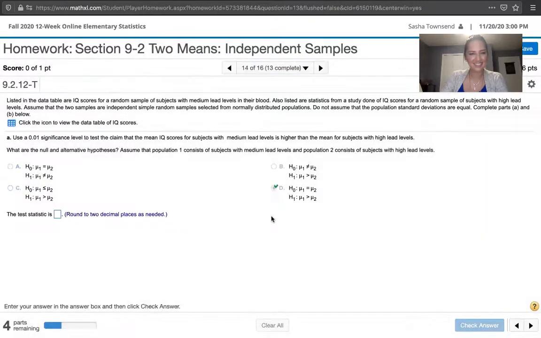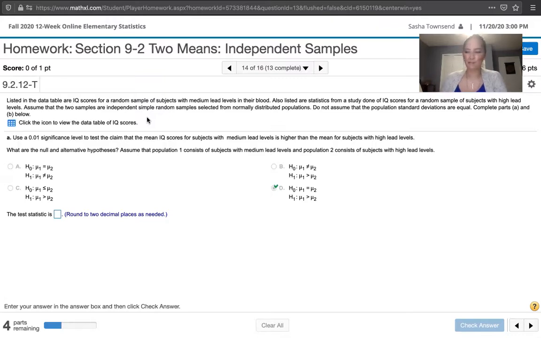Great. And then it asks for the test statistic, and it asks us to round to 2 decimal places as needed. Now, in order to determine what test statistic is appropriate, we've got to go back to the problem statement. It says, assume that 2 samples are independent, simple random samples selected from normally distributed populations, and do not assume that the population standard deviations are equal. With that in mind, we're going to have to use the test statistic t.